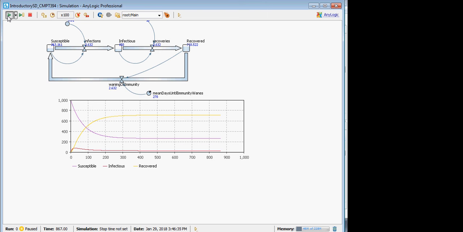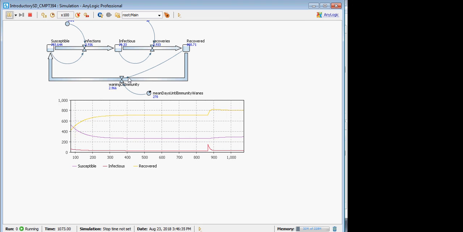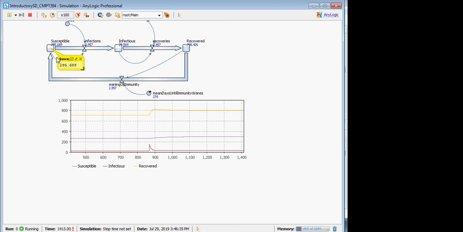Infectious will jump up and that'll cause recovery to jump up. Eventually it will return to equilibrium. Nice. Infectious will jump up. Recoveries will go up. The flow into susceptibles will go up, and susceptibles will be rebalanced, and then it will reach a new balance of sorts. So now it's reached a new balance.